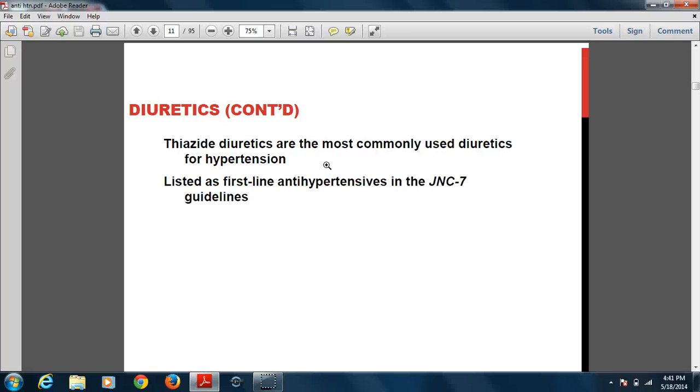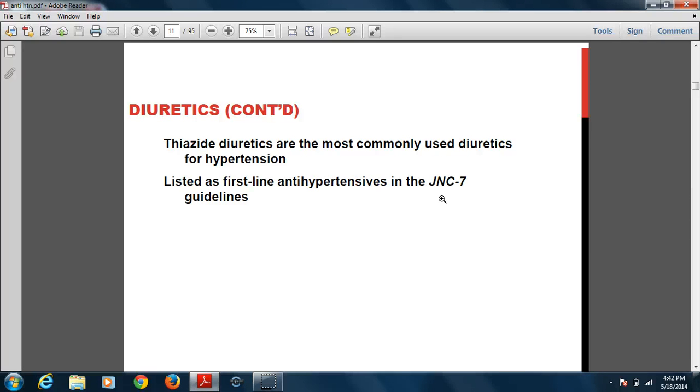We call them first-line antihypertensives. In other words, if you're diagnosed with hypertension, the first medication that they're going to put you on is a thiazide diuretic. I don't know if they talk about this in Med-Surg, but JNC7, Joint National Council on Hypertension, number 7, that's their most recent guidelines. There may have been a JNC8 that came out, but I don't know that people are officially adopting it yet. And in that guideline, it tells physicians and nurse practitioners that this is the drug we use first.